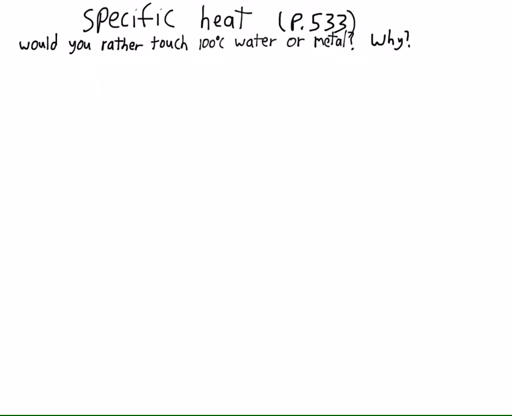Would you rather touch 100 degrees Celsius water or metal, and why? Why don't you pause the video and tell your partner what you think? 100 degrees Celsius is about 212 Fahrenheit, so boiling water, or an oven that's not very hot. 200 is a lower temperature than you cook most things in the oven.